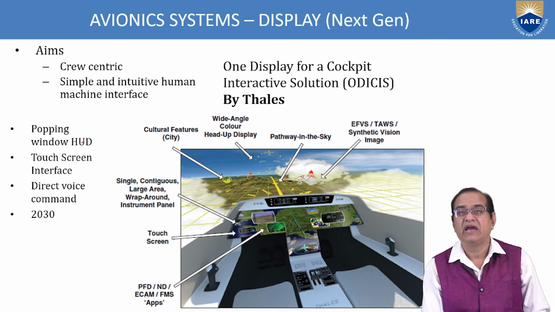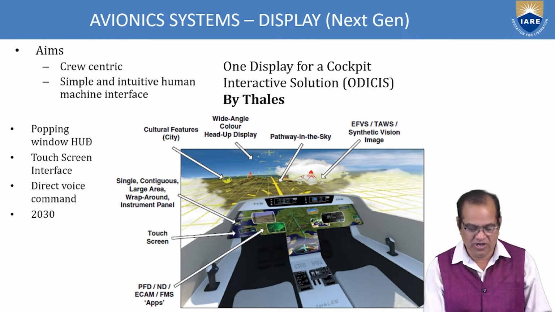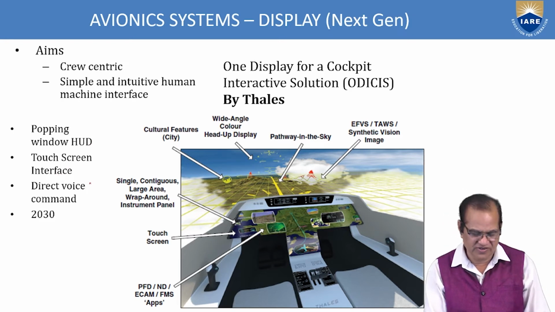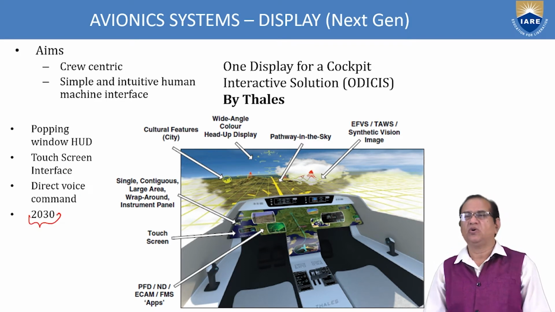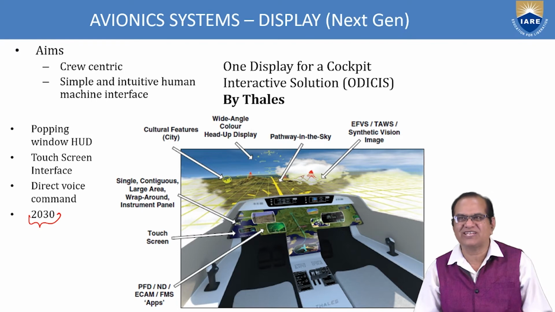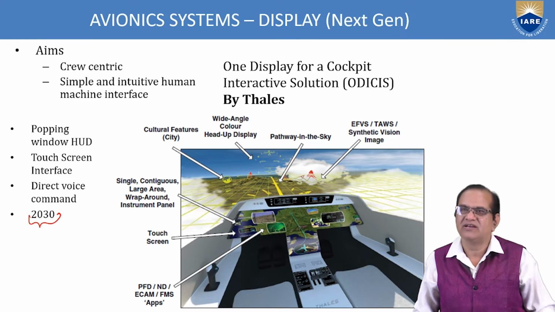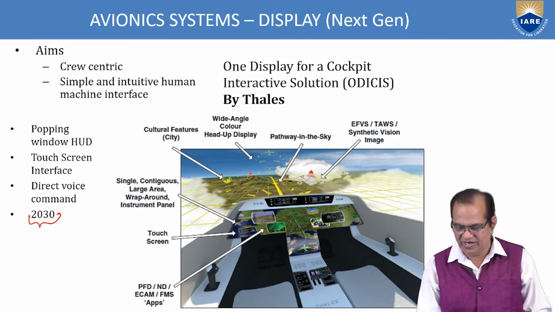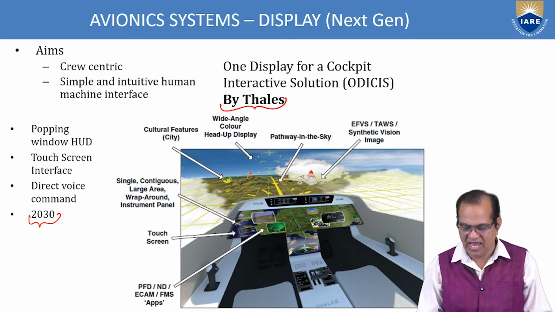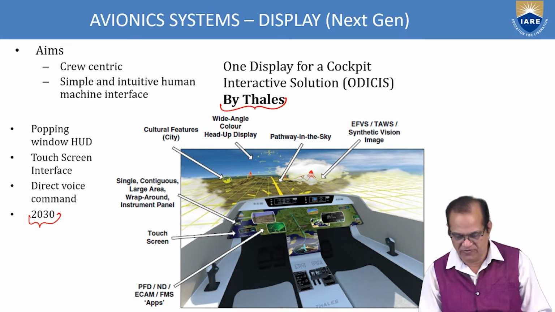Popping window and head-up display. Touch screen interfaces are there. Direct voice command, and this will be developed by 2030. Like this cockpit you are going to get very soon. Maybe 4, 5 or 6 years, you are going to get such displays on most of the modern aircraft. One display for a cockpit. This is called Interactive Solution, ODICIS by Thales. This is the name of the company, and they are able to make this type of systems.